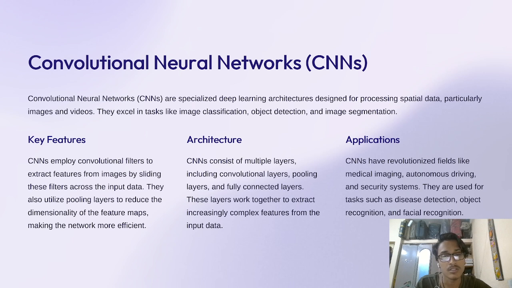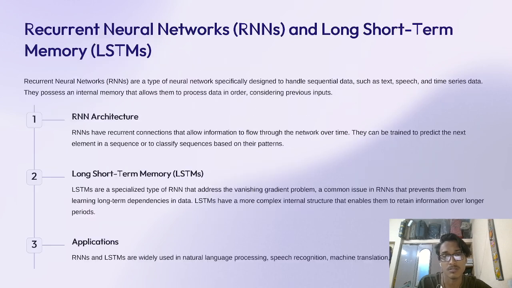Architecture: CNNs consist of multiple layers, including convolutional layers, pooling layers, and fully connected layers. These layers work together to extract increasingly complex features from the input data. Applications: CNNs have revolutionized fields like medical imaging, autonomous driving, and security systems. They are used for tasks such as disease detection, object recognition, and facial recognition.